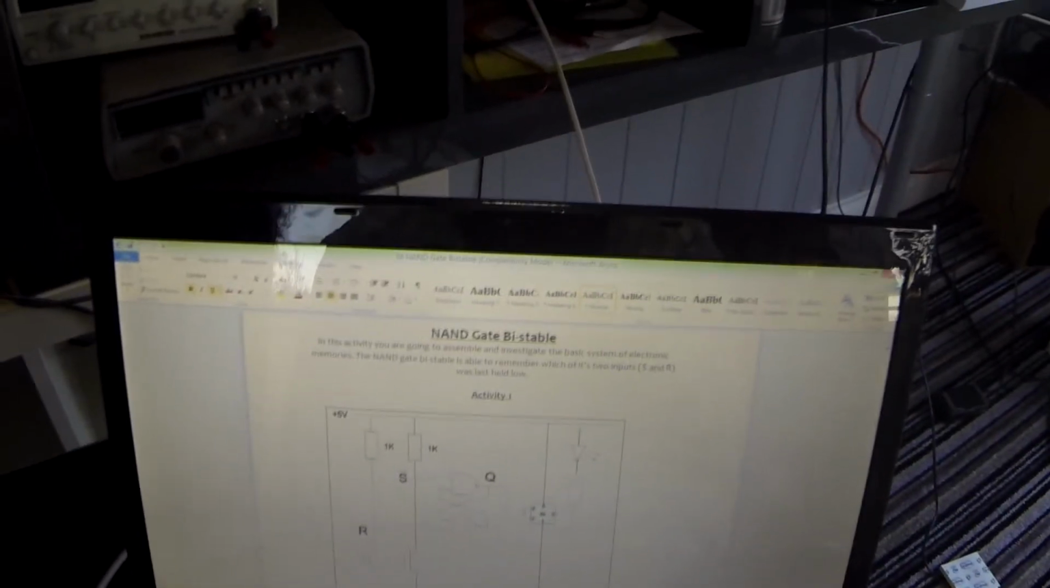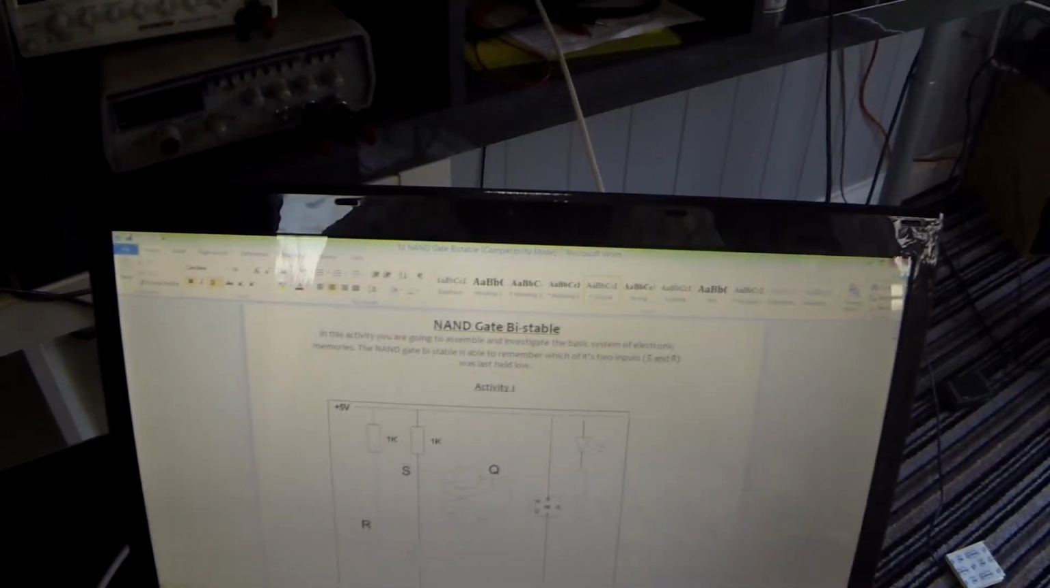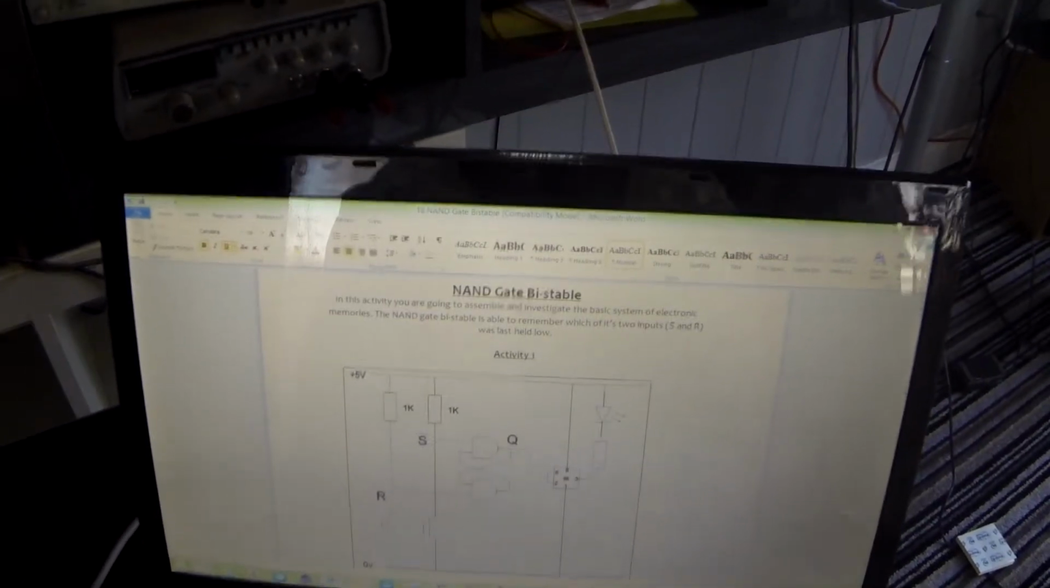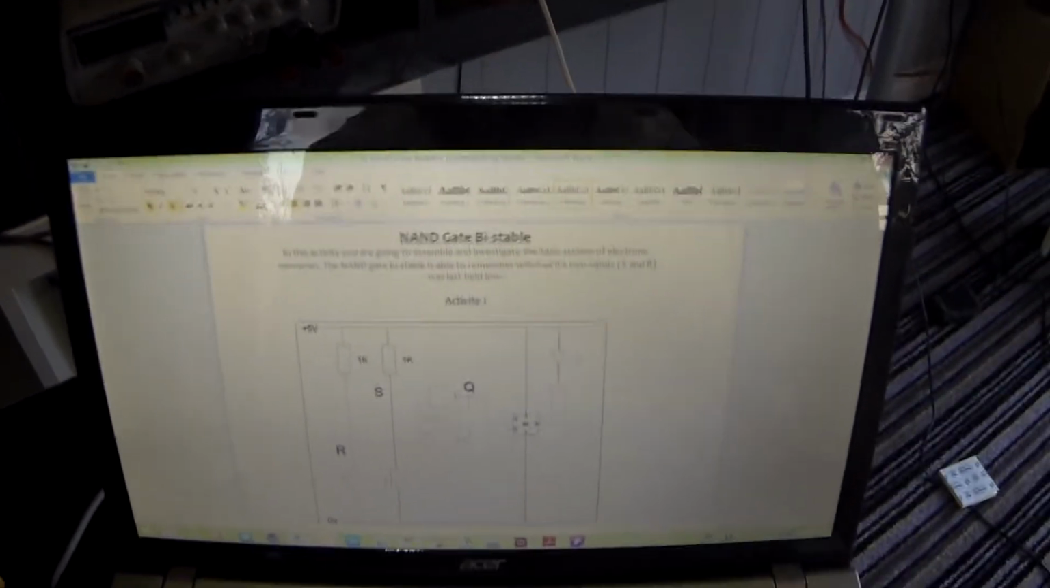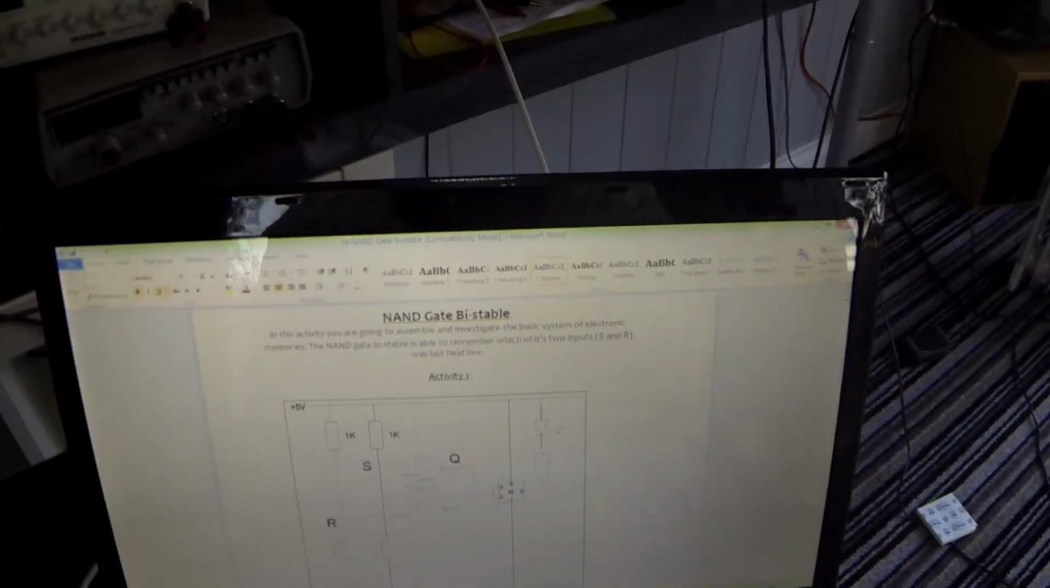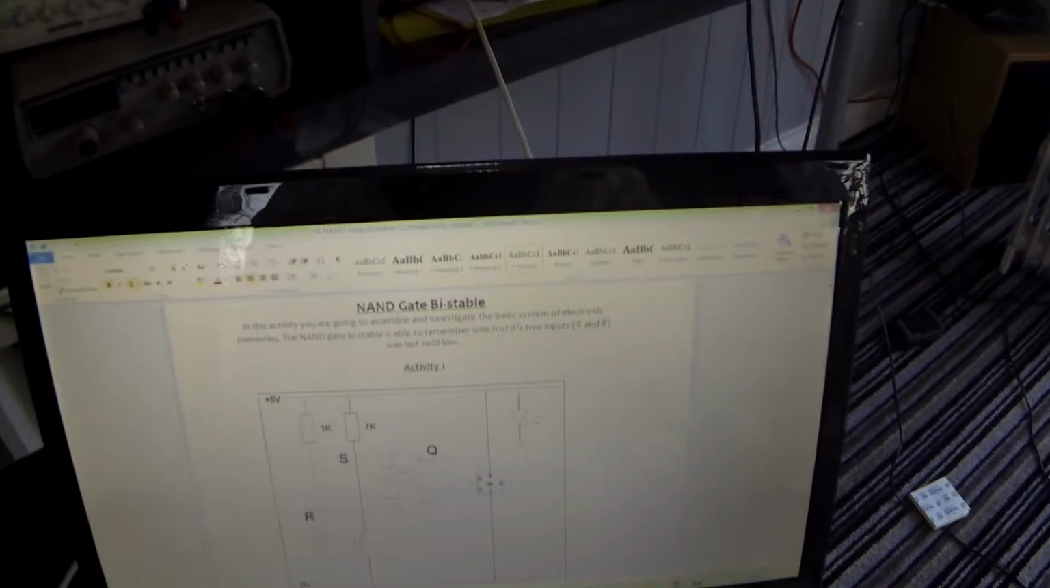Welcome to tutorial 18, where we're going to be looking at the NAND Gate Bi-stable. We have previously done A-stables, monostables, and now we're looking at a bi-stable. I think it's worth just going back over exactly what we mean by those terms.